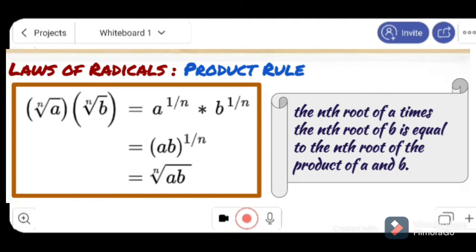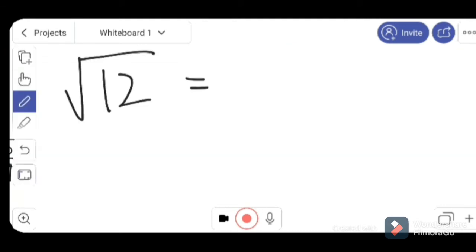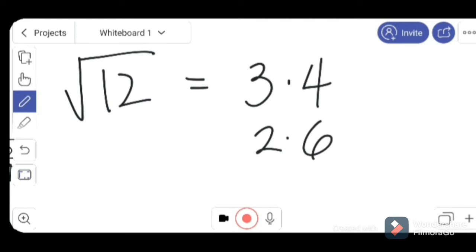Square root of 12. First, let us factor 12. Make sure to have the greatest square factor of it. So let's find. We have 3 times 4 and 2 times 6. These are the possible factors. But take note, are 2 and 6 perfect squares? No. So we scrap this. So our choice is just 3 times 4.